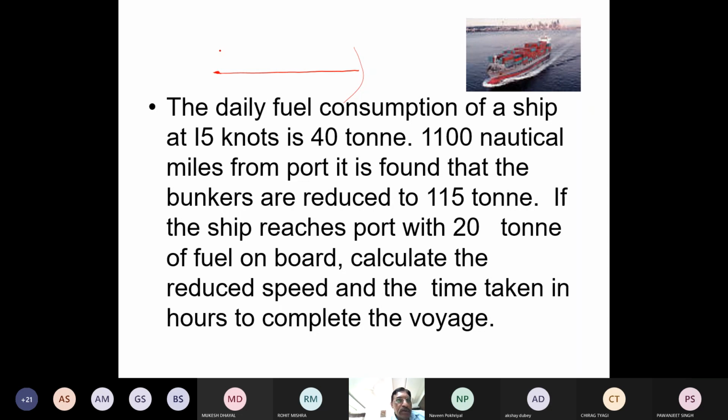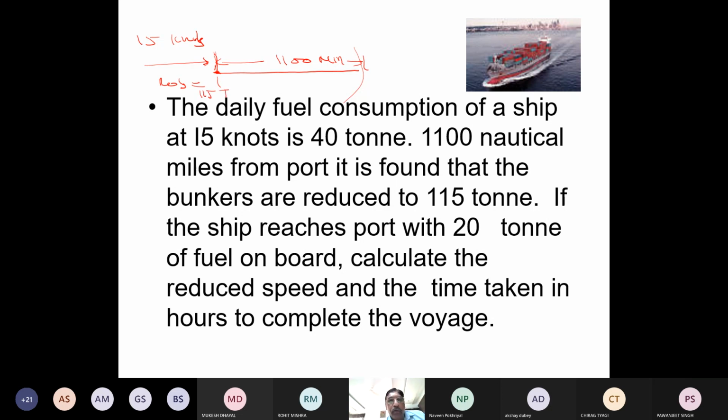Before this point, now if I say distance to go is 1100 nautical miles. This is the scenario. That means before this the vessel was proceeding at the speed of 15 knots. So 15 knots is the condition before this happened. It is found that the bunkers are reduced to 115 tons. So at this point, I have ROB equal to 150 tons.